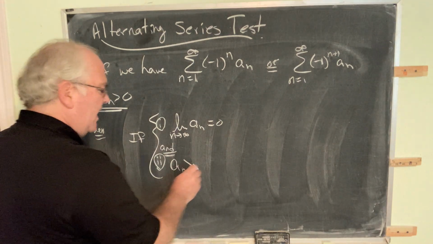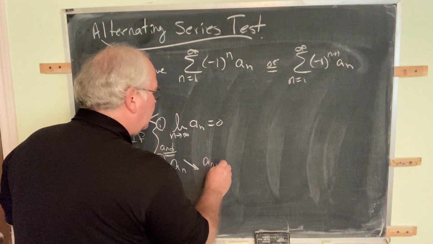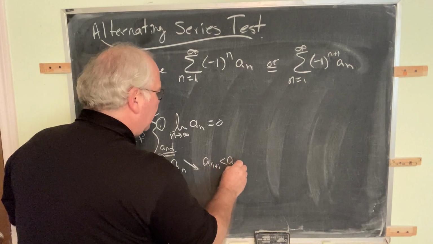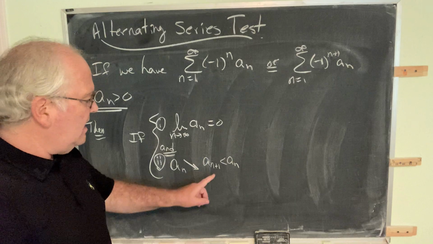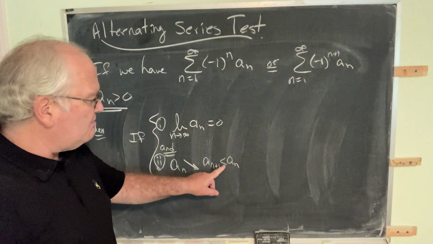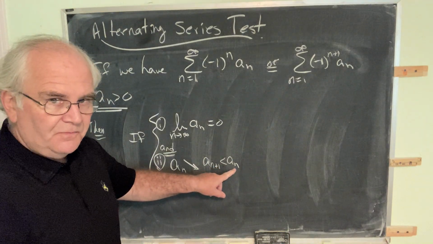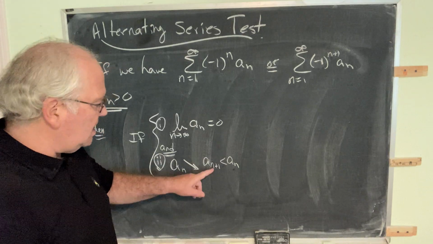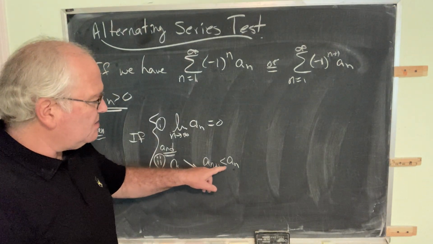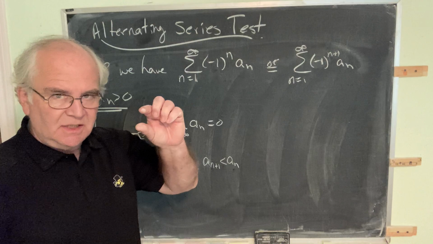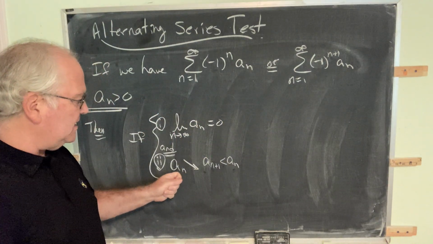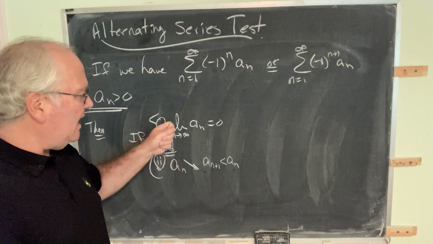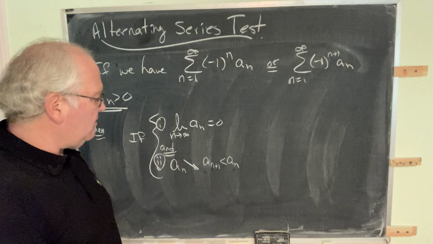Now, one way to say that is this: the n plus first term is less than the nth term. So if n is, I'll pick a number out of the blue sky, when n is 10, the 11th term is smaller than the 10th term. Or when n is 20, the 21st term is smaller than the 20th term. So as n gets larger and larger, the terms get smaller and smaller. That's what this requirement says. The non-alternating portion is decreasing, and it has limit equal to 0.